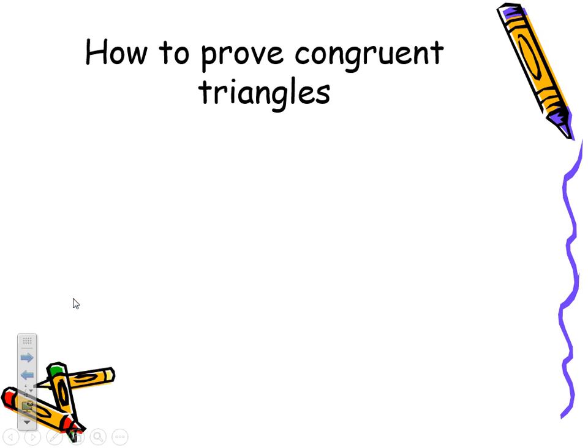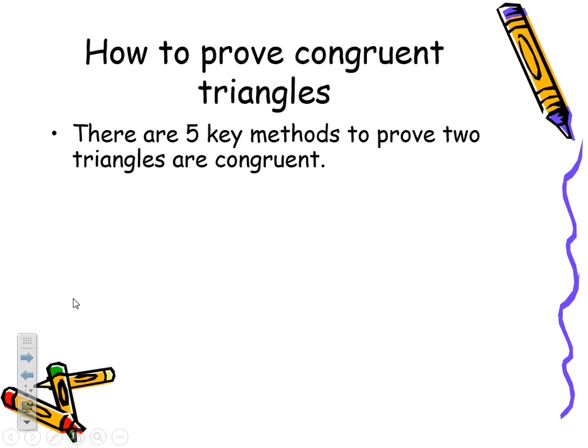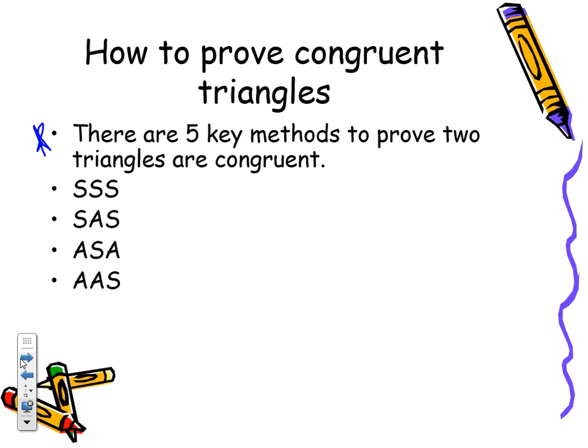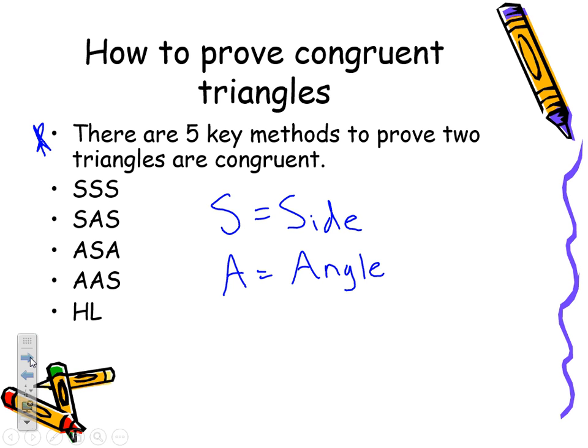Don't write this down, we're going to skip ahead. How to prove triangles are congruent. There are 5 key methods to prove triangles are congruent. So I need you to write this down for me, please. This part right here, and then all 5. There's SSS, SAS, ASA, AAS, and HL. Right now all you need to know is S stands for side, and A stands for angle. So get this slide written down for me, please. Make sure you pause whenever you need to.